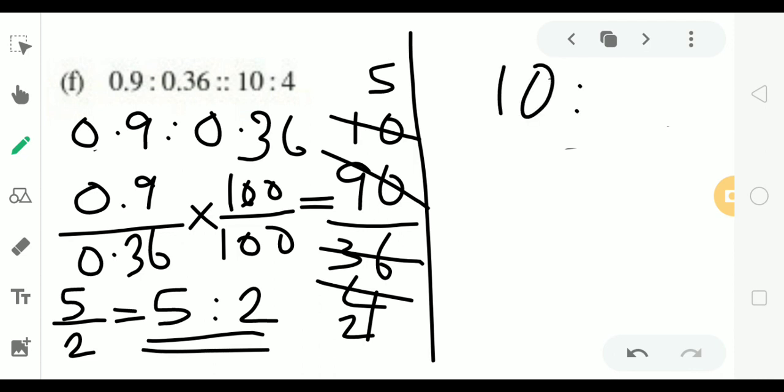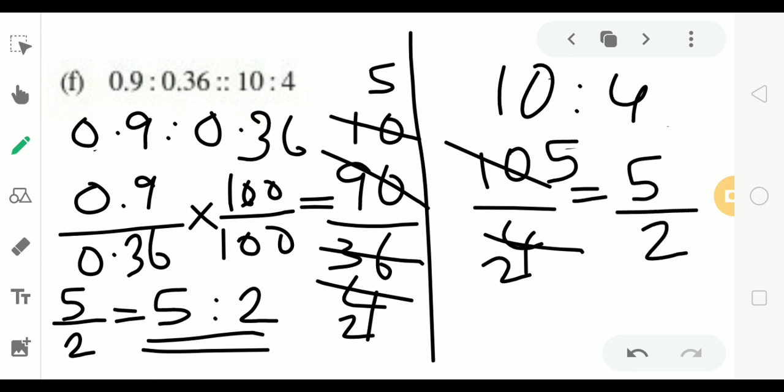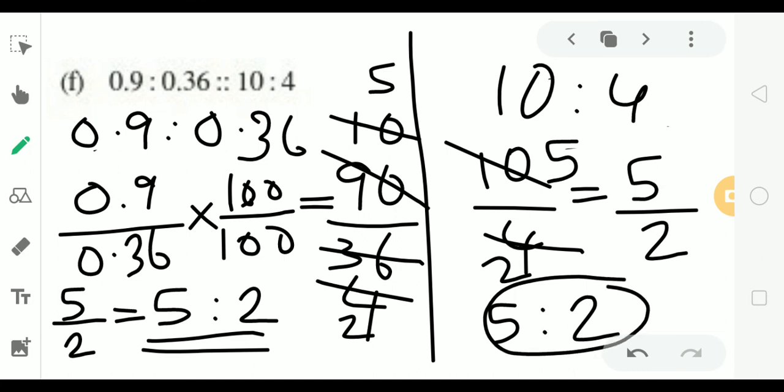Then 10 is to 4 is the second ratio that we write as 10 upon 4. Half of 10 is 5, half of 4 is 2. So we get this as 5 upon 2. It is same as 5 is to 2. So the simplest forms of both the ratios are same. Then we say that these four quantities form a proportion. Then it is a true statement.